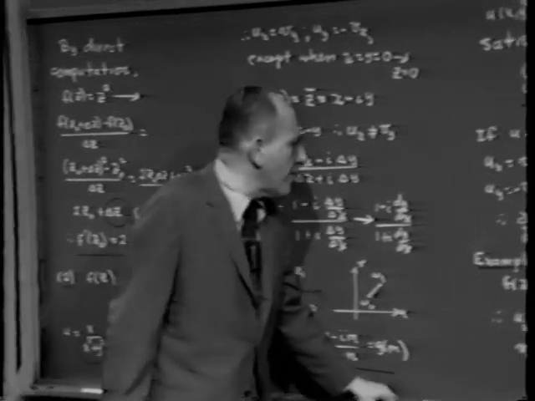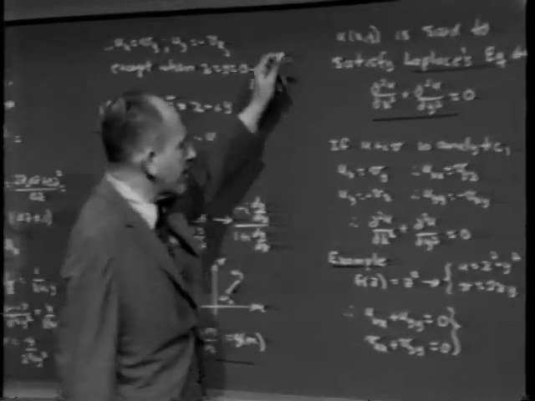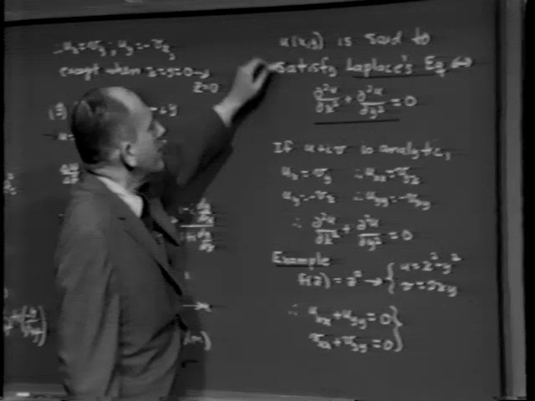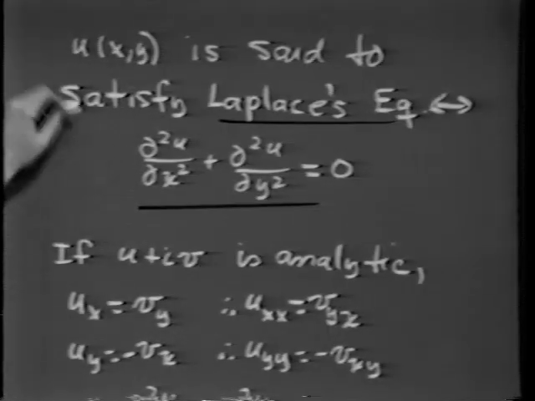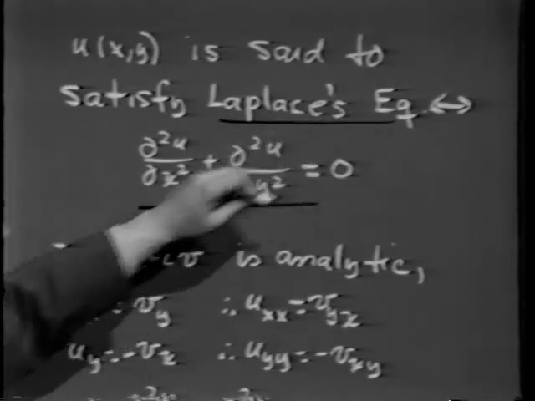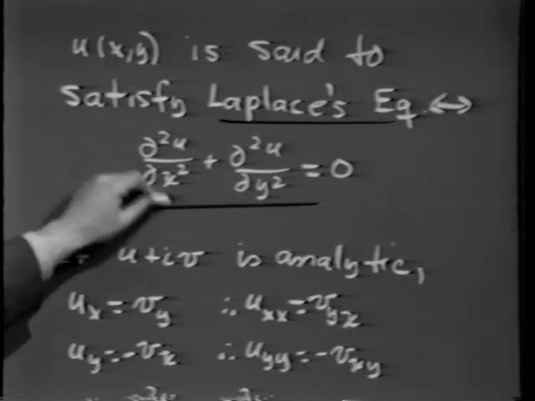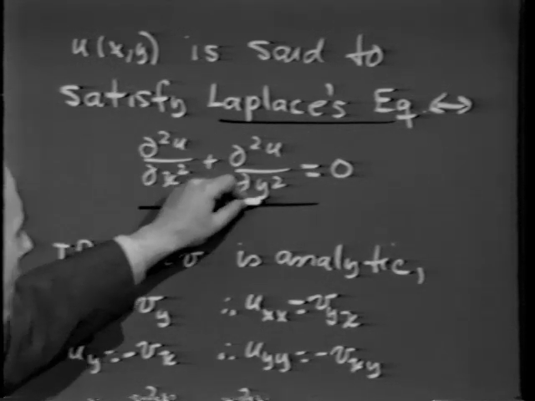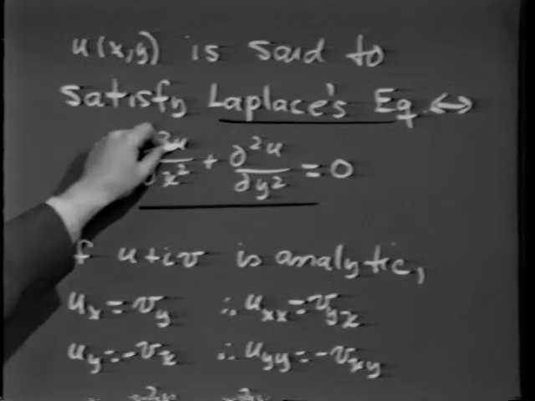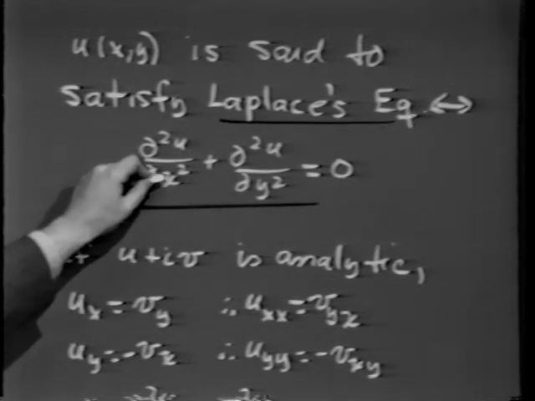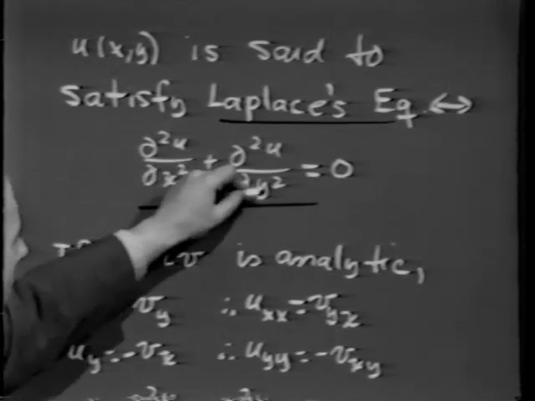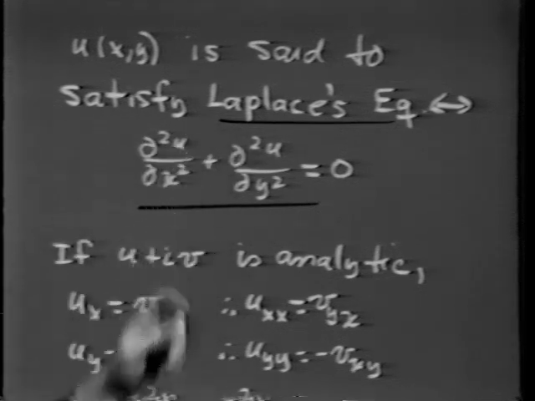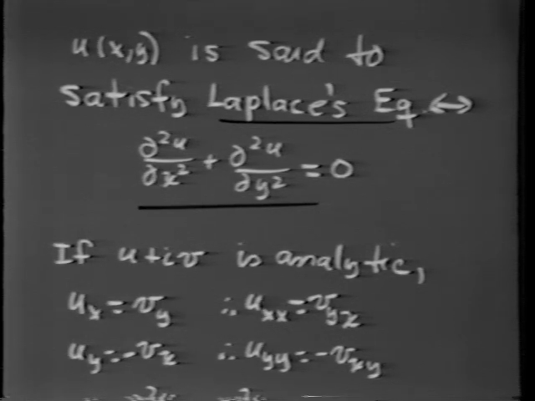You may recall from some of our previous exercises in an earlier block that we say that u of x,y satisfies Laplace's equation if the second partial of u with respect to x plus the second partial of u with respect to y is 0. In fact, if u denotes the temperature at the point x, y, this equation is what's known as the steady state equation. We're not going to worry about the physical ramifications here.